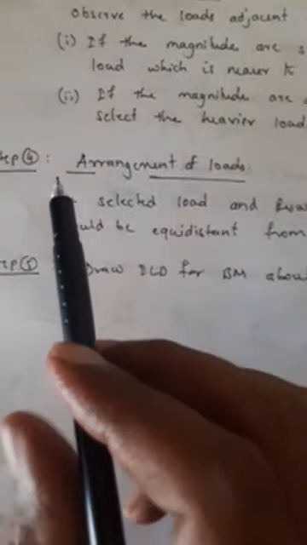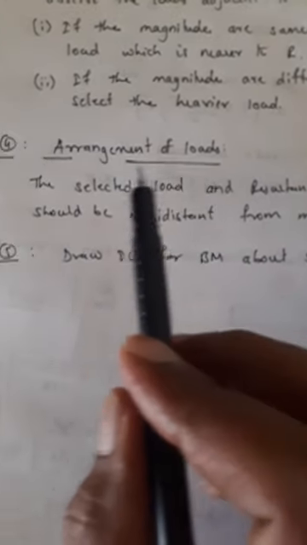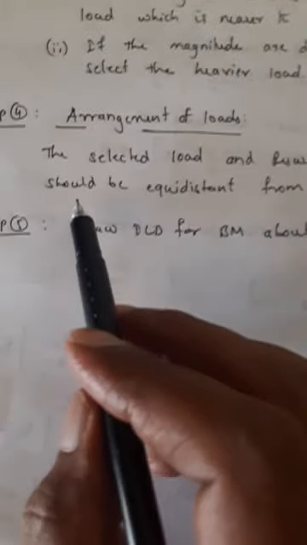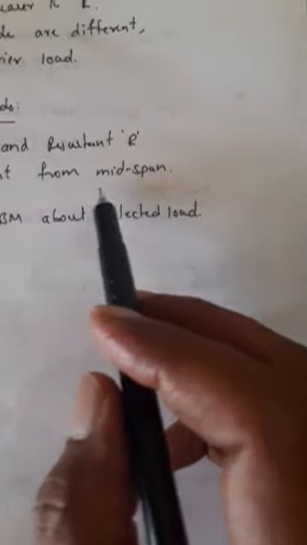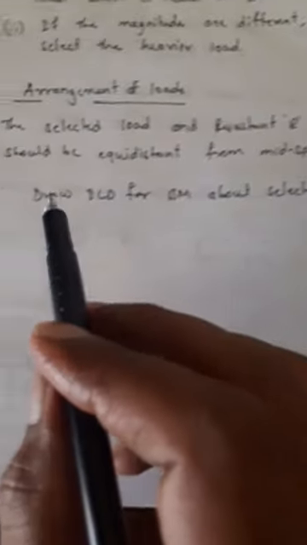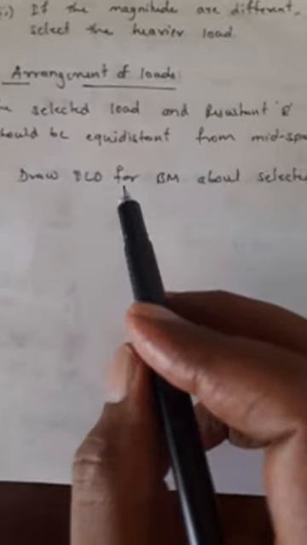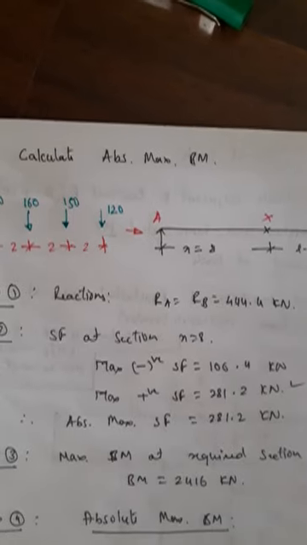Next step 4th is arrangement of loads. The selected load and resultant R should be equidistant, means same distance from mid-span. Next, 5th step, draw the ILD for the bending moment for the selected load. We will take up a numerical example and understand these steps.